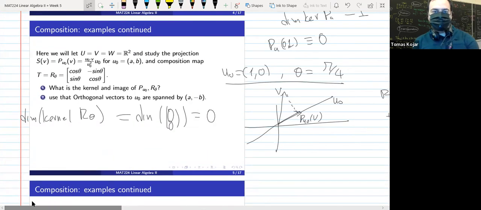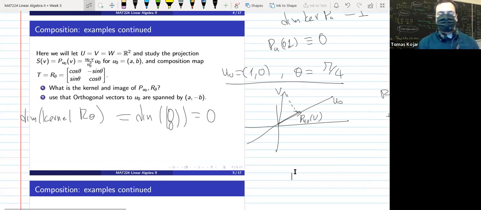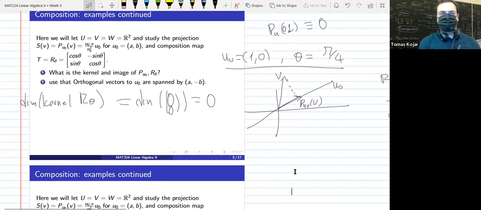Any questions? No, it's just the zero vector. Okay. All right. For projection, I think it is easy.